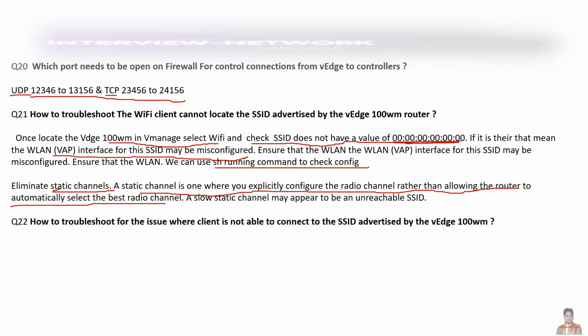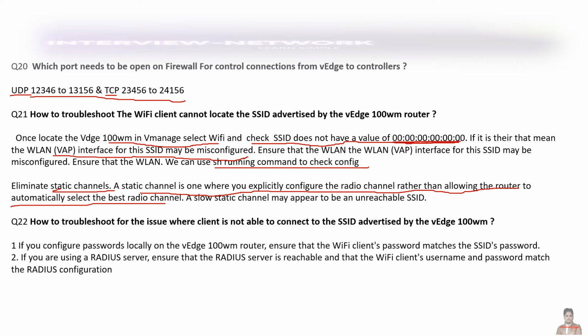Then, how do you troubleshoot the issue where the client is not able to connect to the SSID advertised by the vEdge 100WM? Here, the client is not able to connect to the SSID. Number one reason could be, if you configured the RADIUS password locally on the vEdge WM router, ensure that the Wi-Fi client password matches the SSID password. Number two, if you're using a RADIUS server, ensure that the RADIUS server is reachable, and the Wi-Fi client username and password match the RADIUS configuration.